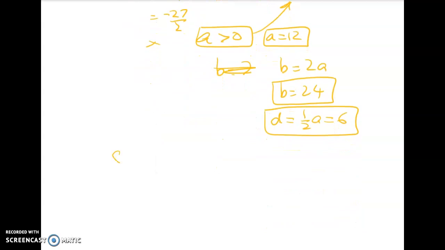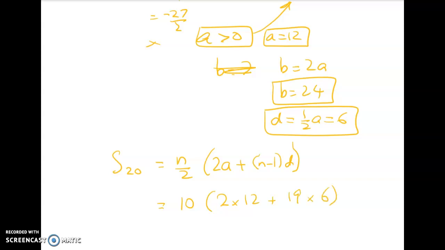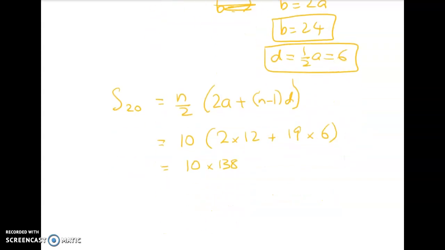The sum of the first 20 terms comes from this formula. So n over 2 is 10, 2a is 2 times 12 plus 19 times 6, which gives me 10 times 138, which comes out to be 1,380. So there you go, that's that one done.